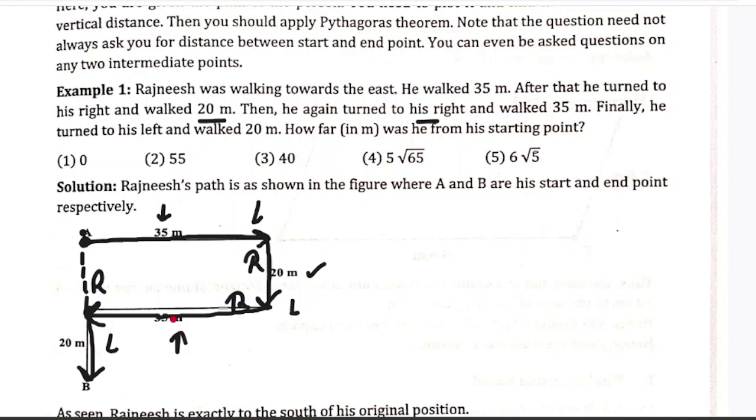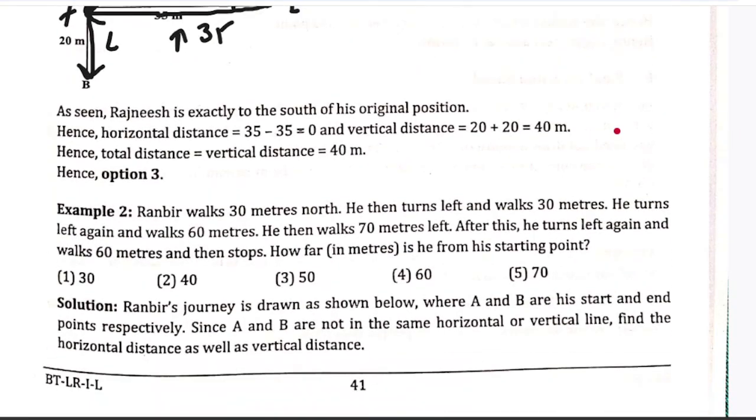Now rectangle property says if this is 35, this is 35, this is 20, this has to be 20. Now 20 plus 20, if I add, I get 40. So my answer is going to be 40 meters. That is the answer. Is this clear? Look at the second question now.